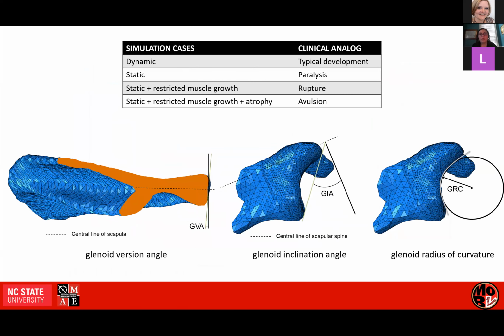So that's what we did. We simulated cases where there was a typically developing shoulder and a dynamic motion. We simulated a static condition where there was paralysis, and then we simulated static conditions with changes to the muscle structure itself that were derived from our experiments of a rupture or an avulsion, so that the muscle changes themselves were directly represented. So then we could see what the effects of each of these pieces were independently. And again, although we had the whole bone shape from our simulations, we extracted these characteristic measurements so that we could compare them to our CT measures.